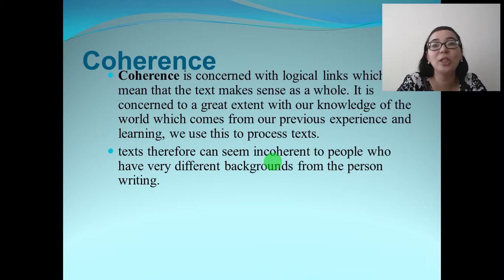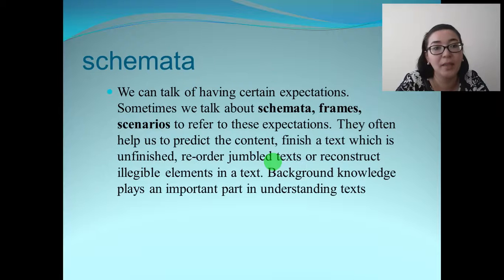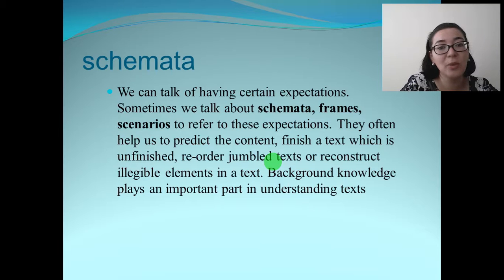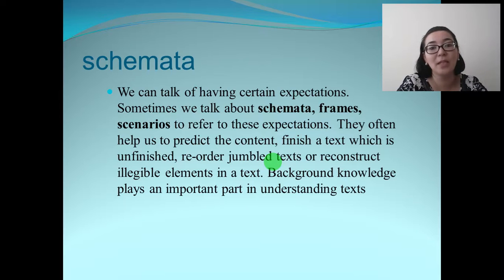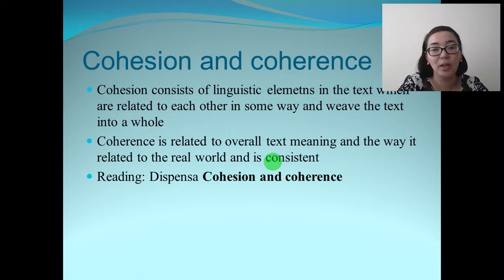Coherence is concerned with logical links, which mean that the text makes sense as a whole. It's concerned to a great extent with our knowledge of the world, which comes from our previous experience and learning. Text therefore can seem incoherent to people who have very different backgrounds from the person writing. Schemata: we can talk of having certain expectations. Sometimes we talk about schemata, frames, scenarios to refer to these expectations. They often help us to predict the context, and background knowledge plays an important part in understanding text. Cohesion consists of linguistic elements in the text which are related to each other in the same way and weave the text into a whole.